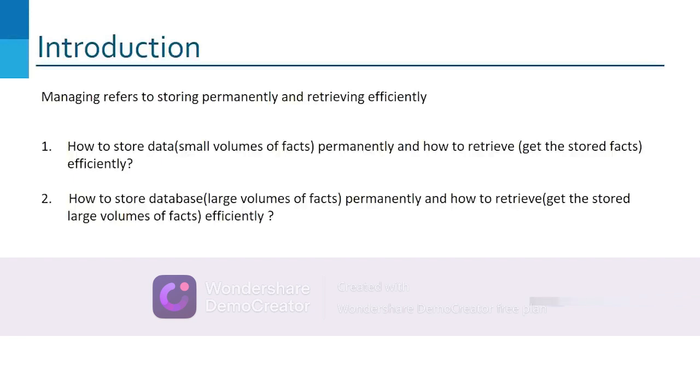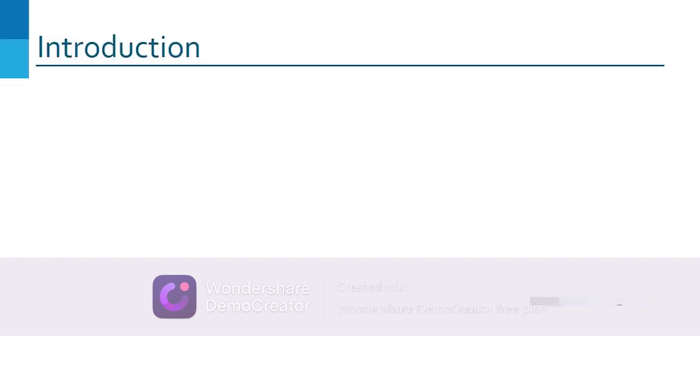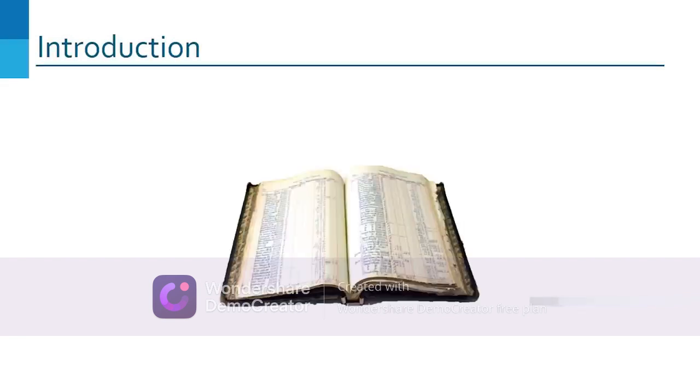Now the question arises: how to store data, a small volume of facts, permanently, and how to retrieve the stored facts efficiently? Or the other question is how to store a database, which is a large volume of facts and figures, permanently, and how to retrieve those efficiently, right? So these are the two questions for which we need a solution. Let's go back to the early 90s or a few decades ago, and see what happened there.